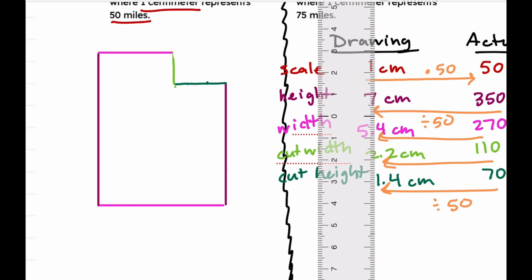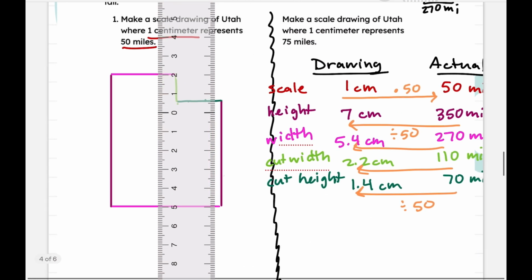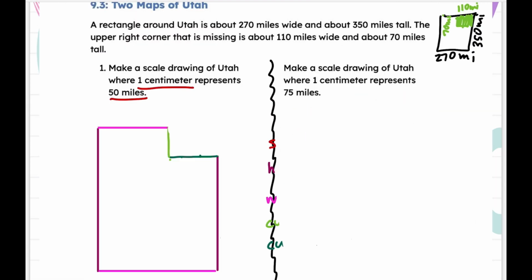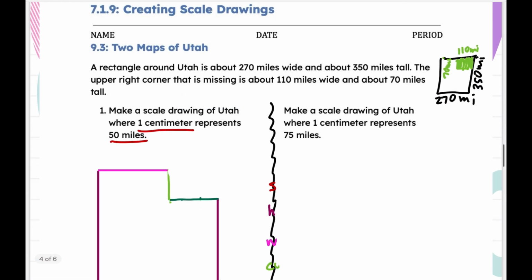Now, all of that was done absolutely beautifully, but we are not done. In this section, where I had to move all of my notes, which I'm now going to erase, we need to draw another one. Because in this section, we're supposed to draw another scale drawing of Utah. This time, 1 centimeter is going to represent 75 miles. So let me get rid of all of this. Once again, I'm going to come back up here to do all of the work that I did before. This time, using a scale of 1 centimeter represents 75 miles.